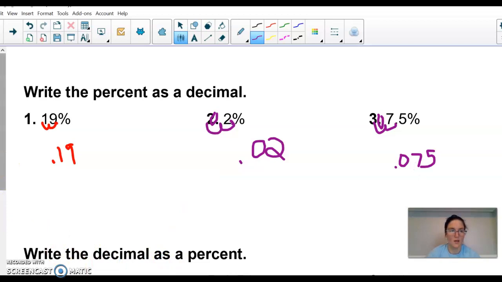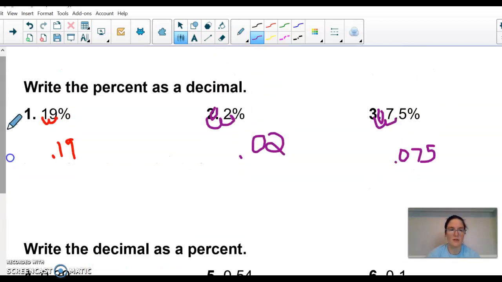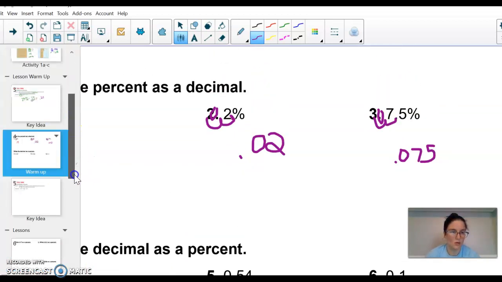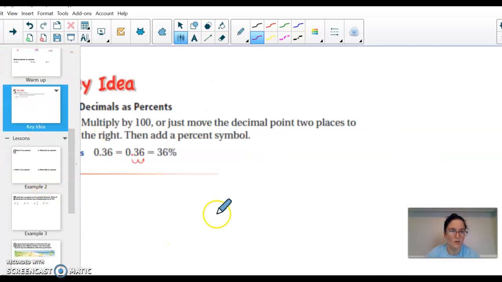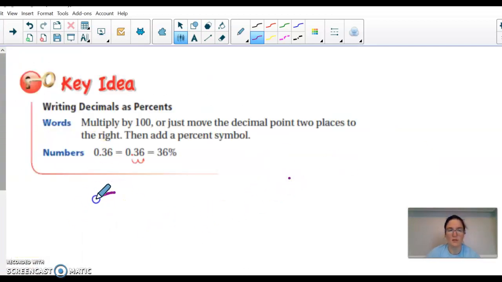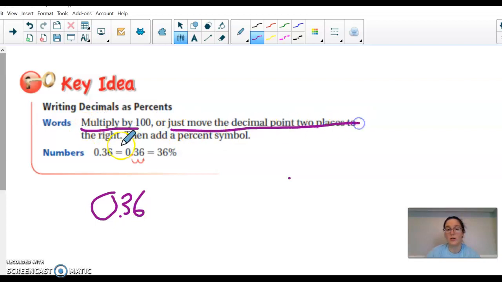Okay. And then this next section wants us to write the decimal as a percent. So here's some key things to write the decimal as a percent. You're going to take 0.36, multiply by 100, or just move the decimal point 2 places to the right. So it's the opposite of what we were just doing. We're going to move it 2 places to the right when you have a decimal and you want to make it into a percentage.